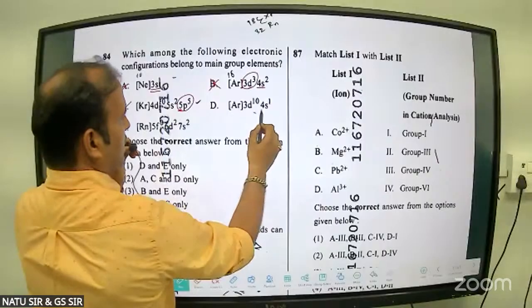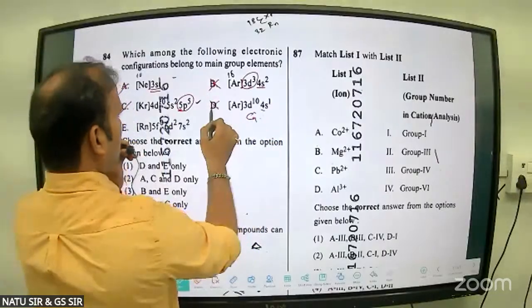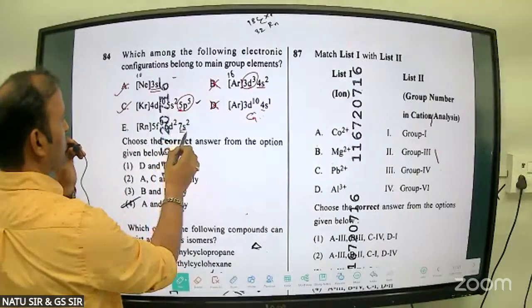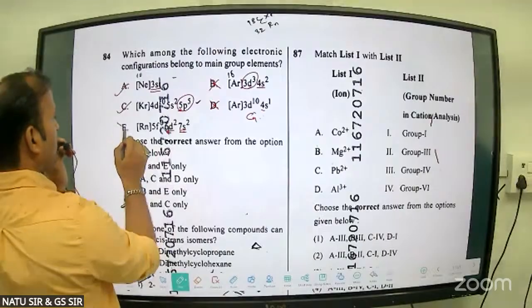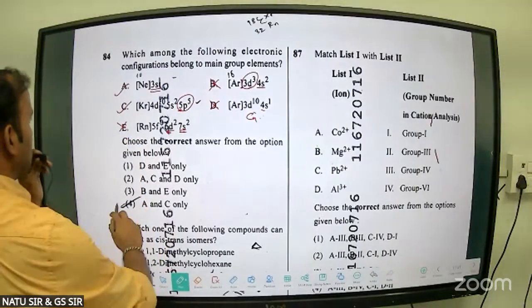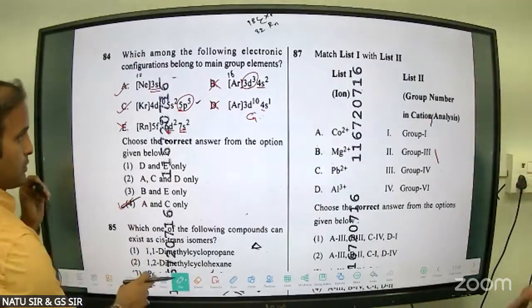This is 4s1, 3d10. This is nothing but a copper element, it's a D block element, so again not a main group element. And here it is 7s2 and 6d2, again last electron D में गया, not a main group element. So answer is going to be A and C only. Then 85.